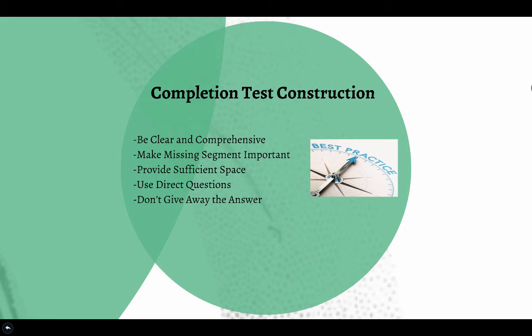Use the following guidelines when constructing completion test items. First, word the test item clearly and comprehensively enough to allow a student who is knowledgeable in the subject area to correctly answer the question. Make sure the missing segment of the incomplete statement item is important, such as a key element of a process, method, or system. In incomplete statement items, do not omit too many words, or the statement will become unclear and force students to guess.